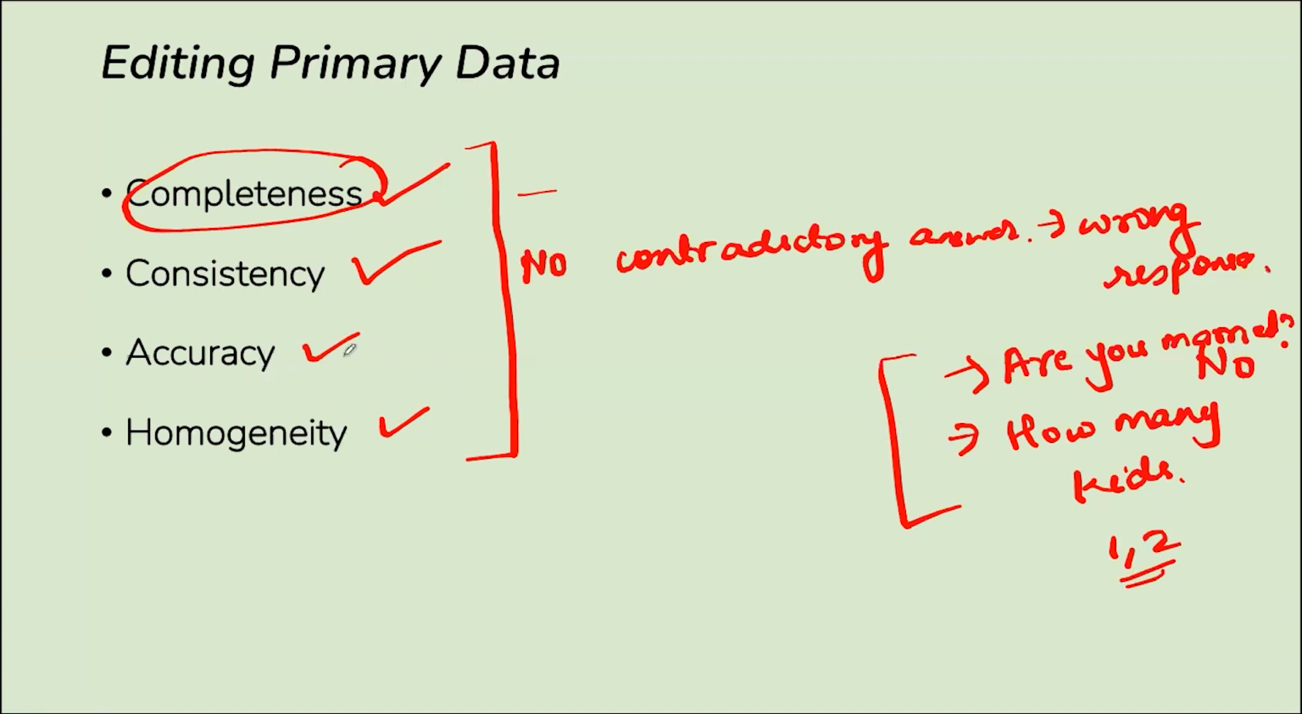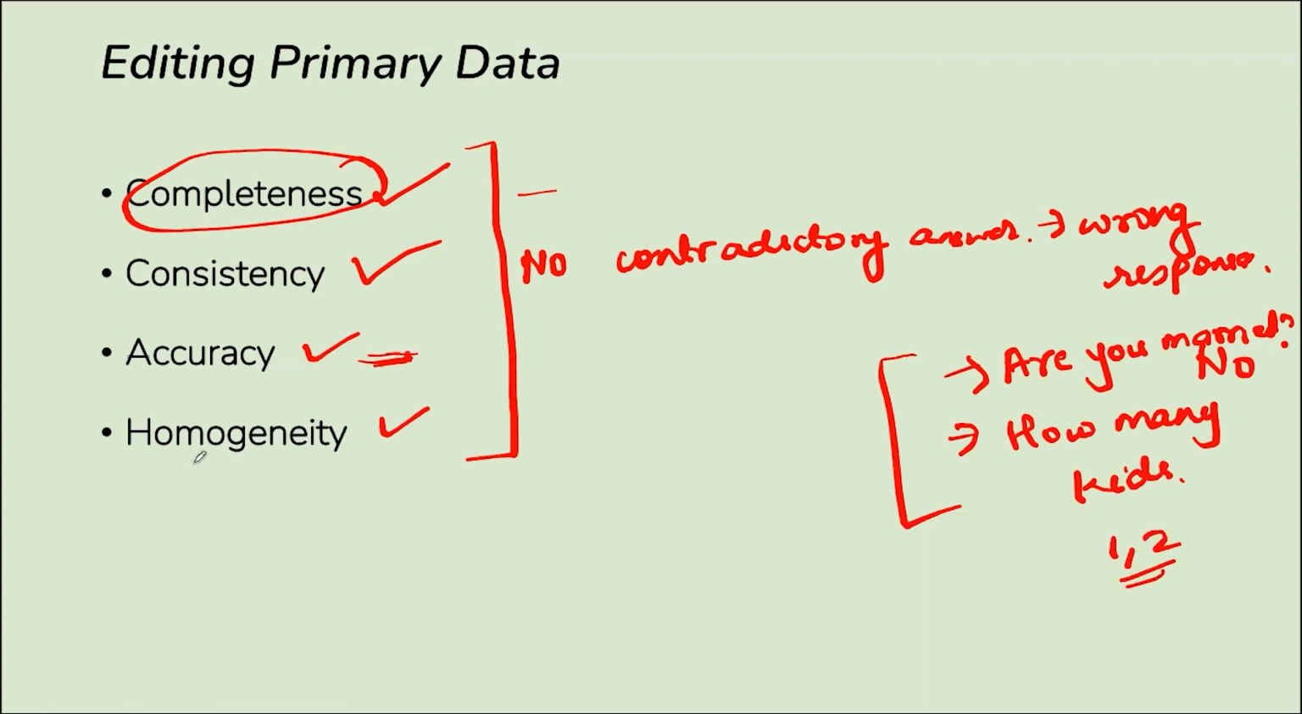Then coming to accuracy. By accuracy, it means that the questionnaire should be checked for the accuracy of the information provided by the respondent. Note that this is the most difficult step, but it is the most important at the same time, because if the answers are inaccurate, then you will get misleading results.